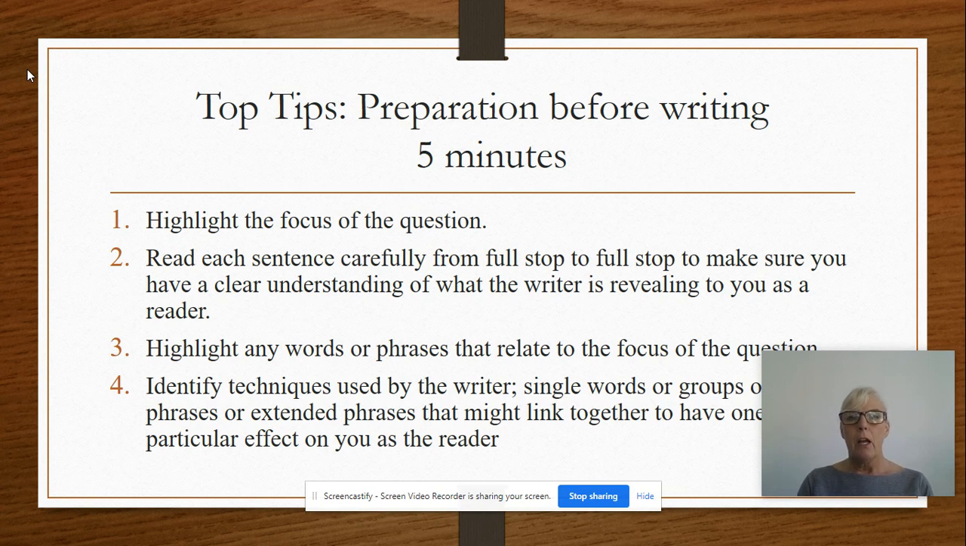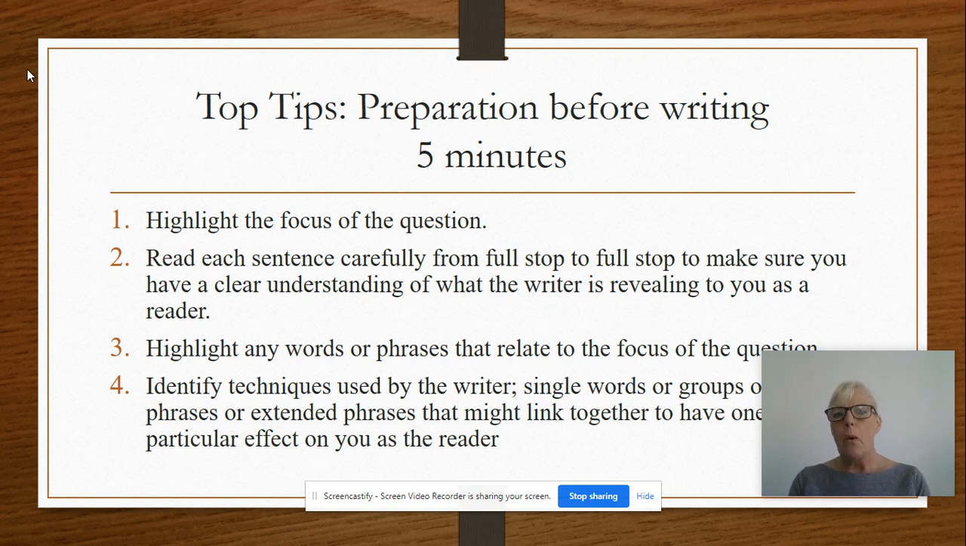Number 2, read each sentence carefully from full stop to full stop to make sure you have a clear understanding of what the writer is revealing to you as a reader. Quite often, and I see this a lot, students misread the text because they've only read up to a comma or a semicolon and not read the entire sentence. Just to remind you again, a sentence has one complete idea, so it's really important that you read from full stop to full stop.